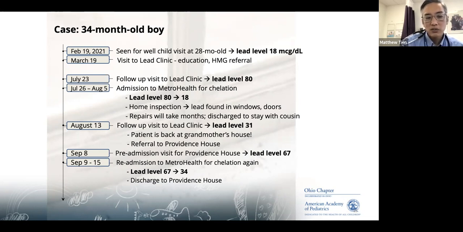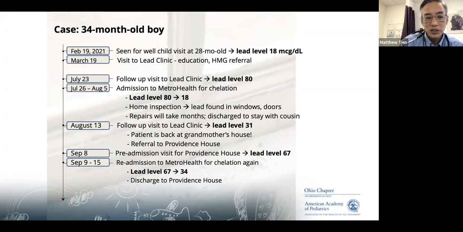At the next follow-up for lead clinic, a few months later, the lead level was up to 80. The patient was admitted, chelation was done, and the level came down to 18. The home inspection was done at that time. It found lead in the windows and doorways. The home was owned by the grandmother, and she was told by the county board of health that repairs would take months to arrange. The patient was sent home to stay with a cousin.